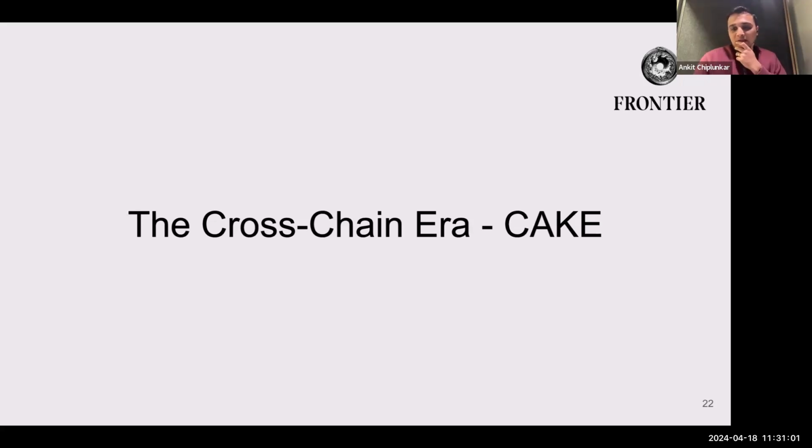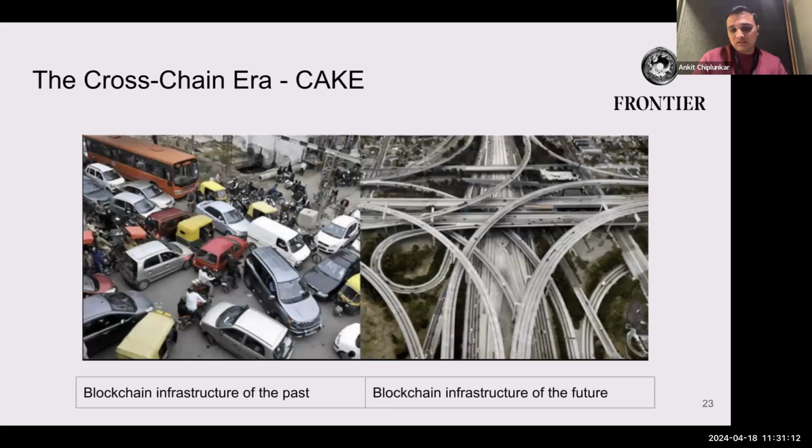And now we are at a new era. I think this is just the start of this era, and we'll let it play out for a few years to have more concrete theories on where it is going. But so what's happening with the cross-chain era?